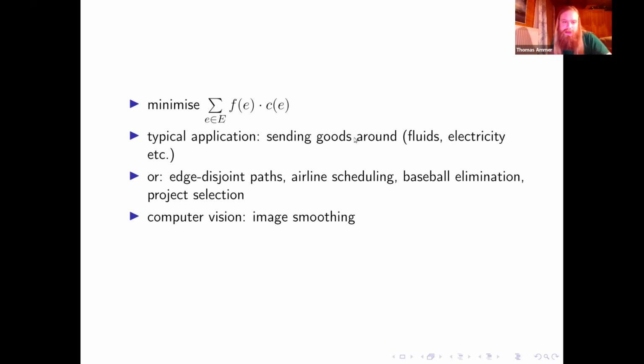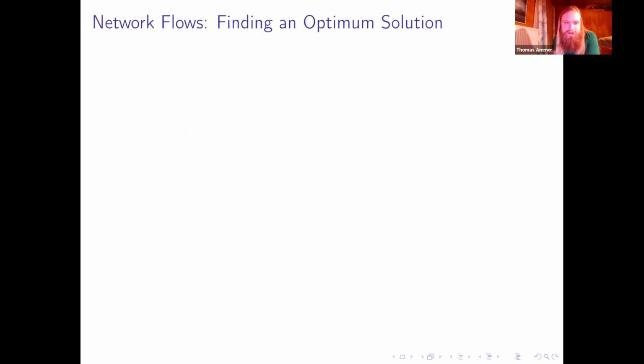Okay, and typical applications for that would be to send goods around in a network, for example, or maximum flows could be used to find the maximum number of edge disjoint paths in a graph. I also read that flows can be used for computer vision. So there are lots of applications, but today's talk is about the theory of flows and how that can be formalized.